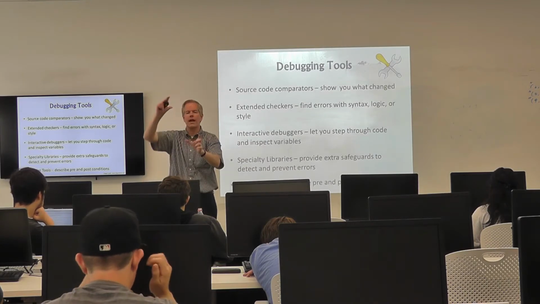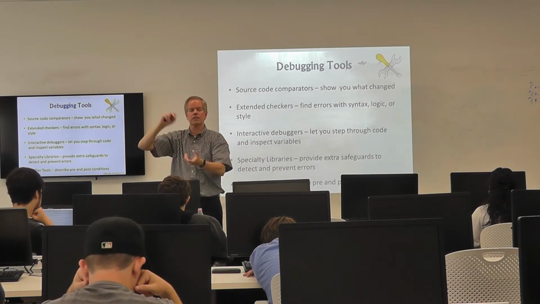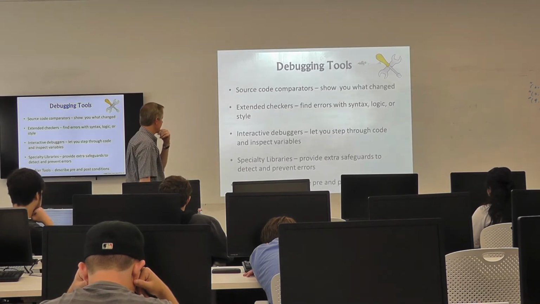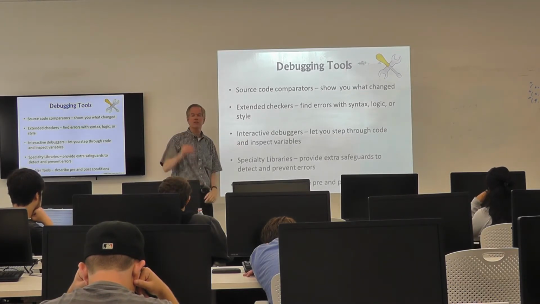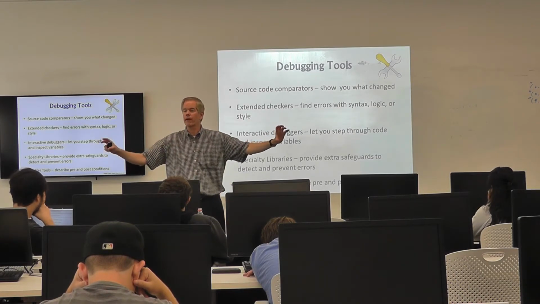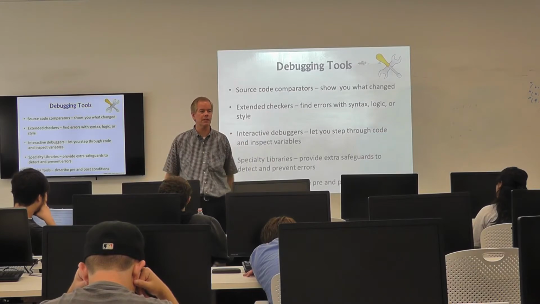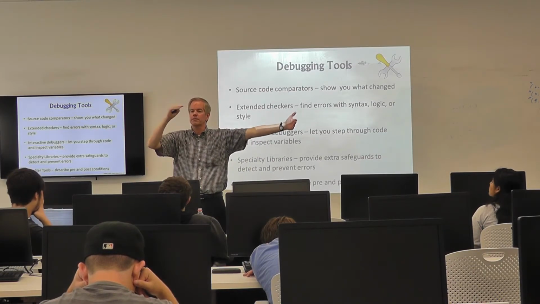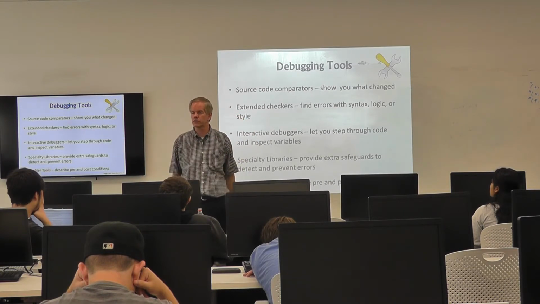Extended checkers, they find errors of syntax, logic, or style. So they'll go through and they'll say, hey, you've got too much stuff in this if statement, or this if statement's inside of this while loop. Did you mean to do that? Interactive debuggers, those are pretty cool. They let you step through your code line by line, and you can display variables. So instead of all those print statements you're putting in, you can just set up all your variables, and then you can go step, step, step, and you can see how the values have changed.